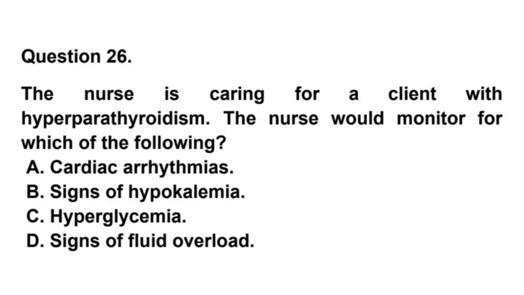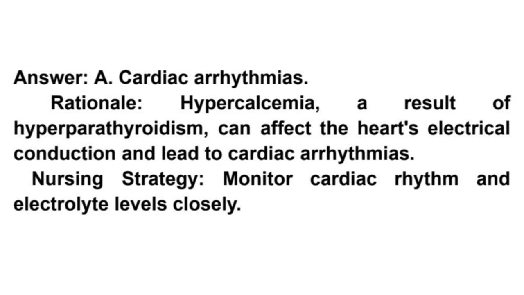Question 26. The nurse is caring for a client with hyperparathyroidism. The nurse would monitor for which of the following? A. Cardiac arrhythmias. B. Signs of hypokalemia. C. Hyperglycemia. D. Signs of fluid overload. Answer: A. Cardiac arrhythmias. Rationale: hypercalcemia, a result of hyperparathyroidism, can affect the heart's electrical conduction and lead to cardiac arrhythmias. Nursing strategy: monitor cardiac rhythm and electrolyte levels closely.